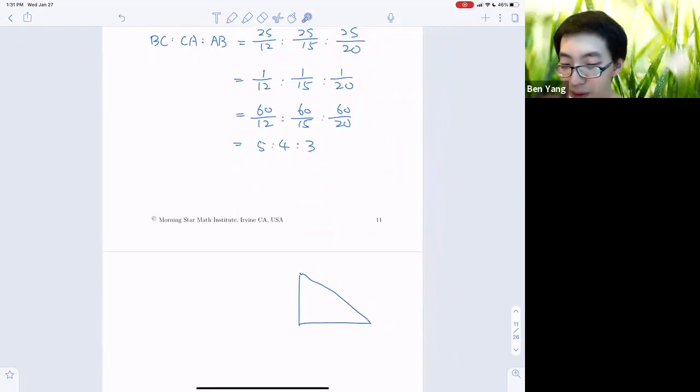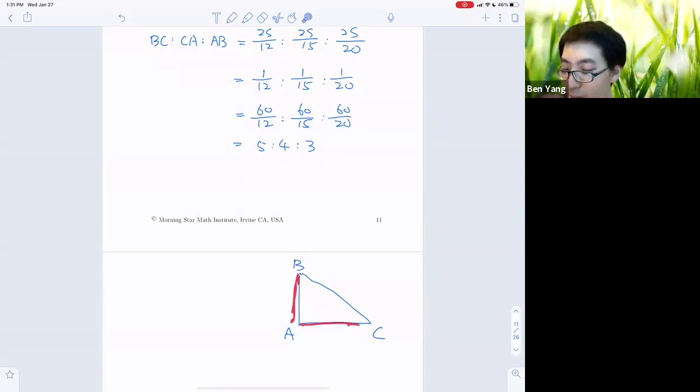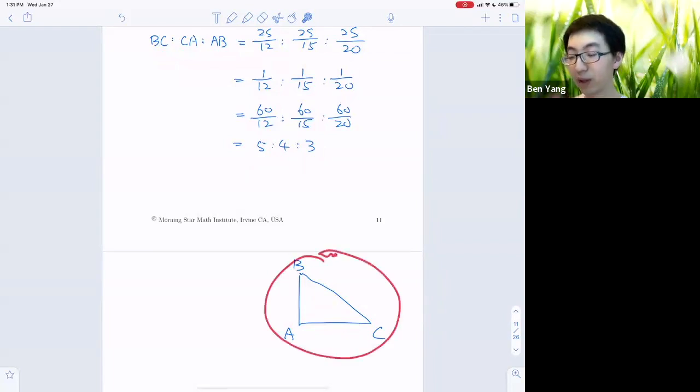So BC is 5, CA is 4, AB is 3. So it seems that BC is the hypotenuse and CA is the longer leg there. So let's do this. So the ratio is like 3, 4, and 5. All right, if we look at this triangle here, it's a right triangle.